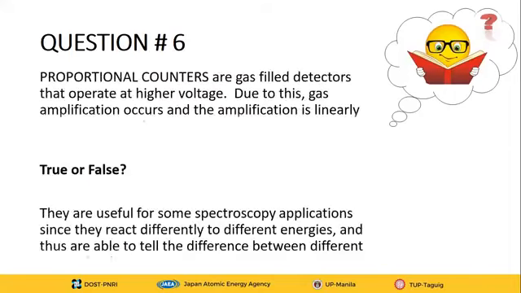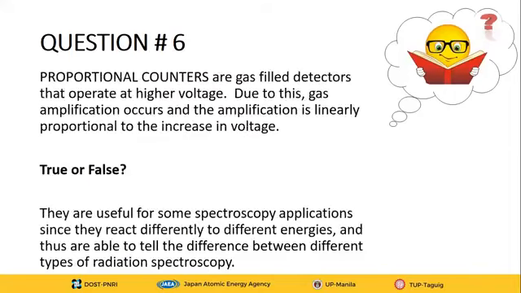Question number 6. Proportional counters are gas field detectors that operate at higher voltage. Due to this, gas amplification occurs, and the amplification is linearly proportional to the increase in voltage. True or false? They are useful for some spectroscopy applications since they react differently to different energies and thus are able to tell the difference between different types of radiation.